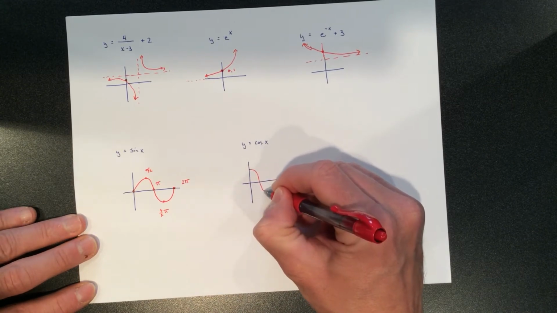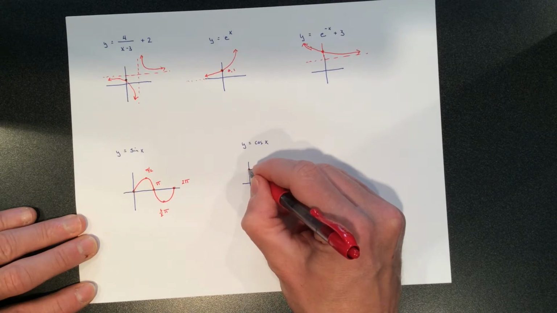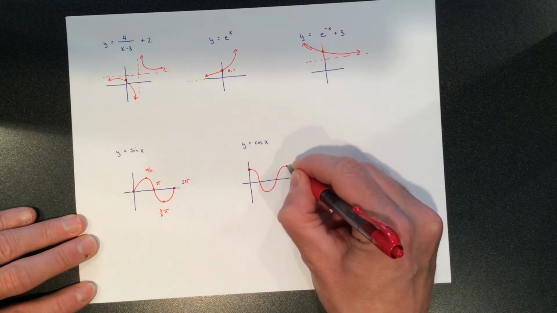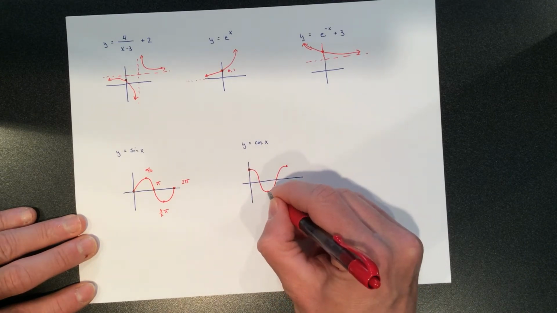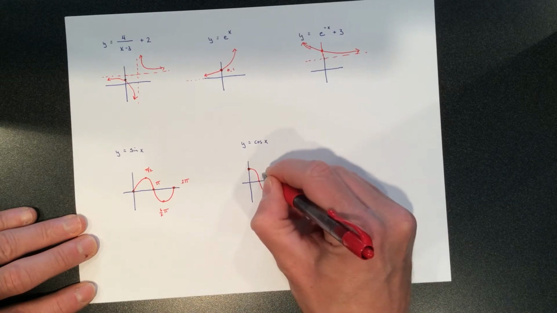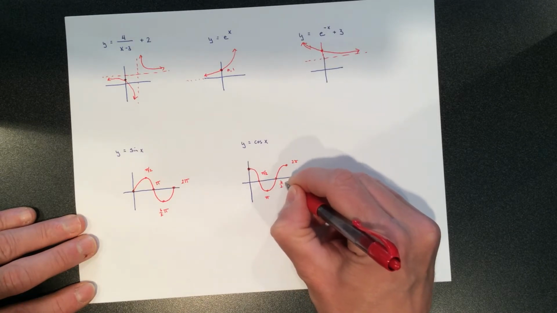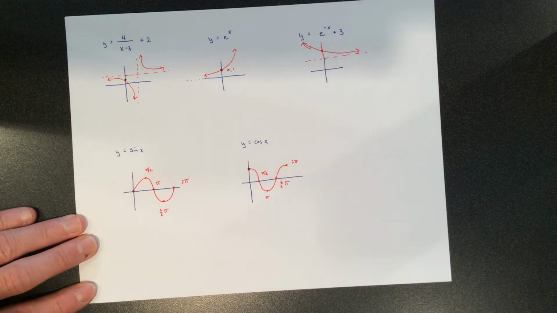Cosine looks like this. Right, cosine of 0 is 1. Cosine of 2 pi is 1. Cosine of pi is negative 1. Cosine of pi over 2 is 0. And cosine of 3 pi over 2 is 0.